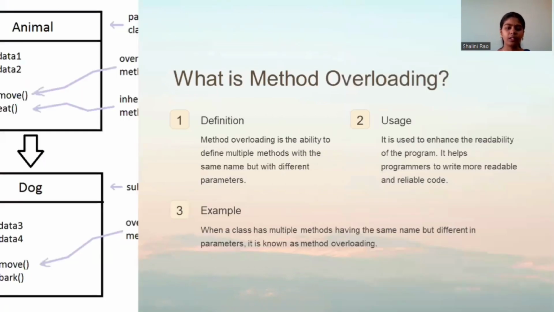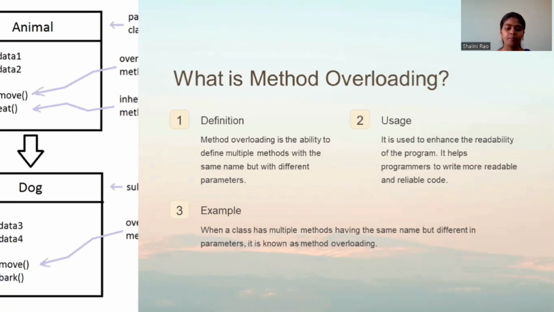What is method overloading? Definition. Method overloading is the ability to define multiple methods with the same name but with different parameters. Usage. It is used to enhance the readability of the program. It helps programmers to write more readable and reliable code.